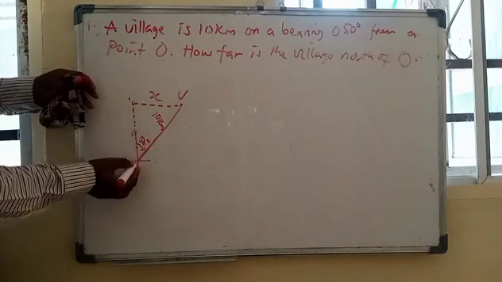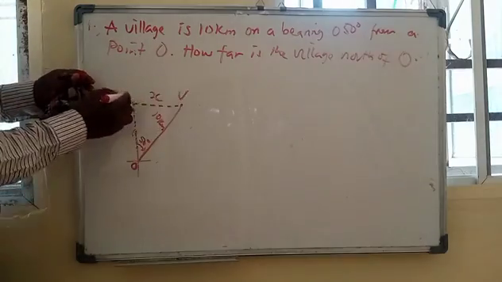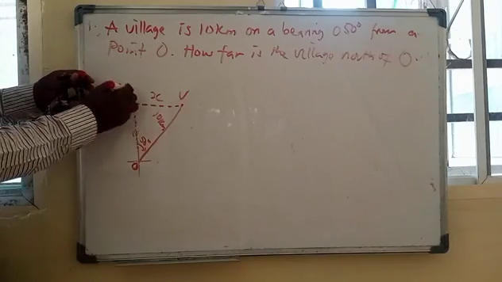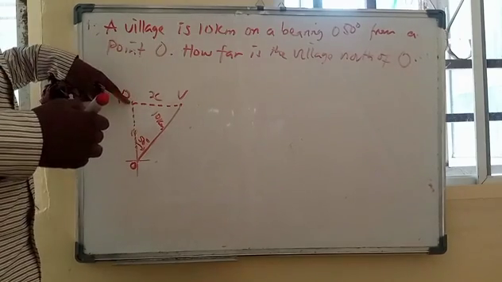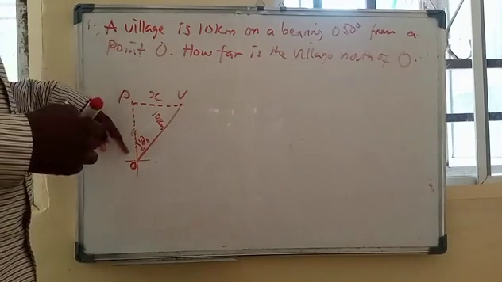Which means this is our point O, this is our point V. Then we can call it any point. Let's call this point P, which is the point north of O. Because from this point now, the point is north of O.